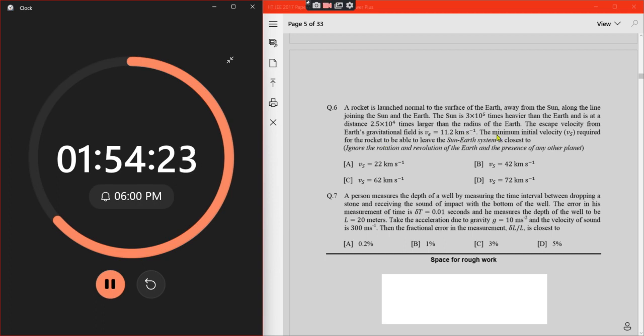Minimum initial velocity required for the rocket to be able to leave the Sun-Earth system is closest to, not considering the rotation and revolution of the Earth and presence of any other planet. Okay, for the rocket to be able to leave the Sun-Earth system, no big deal. Just GMm upon r, all that stuff, right? So GM upon r is just the potential at that point, right?